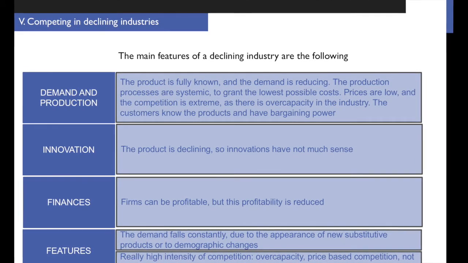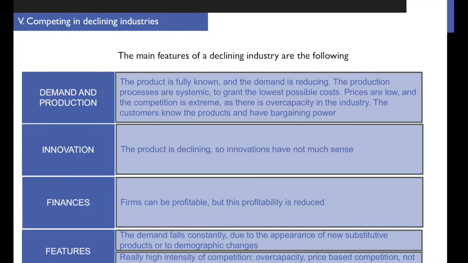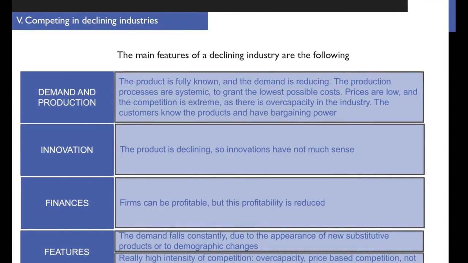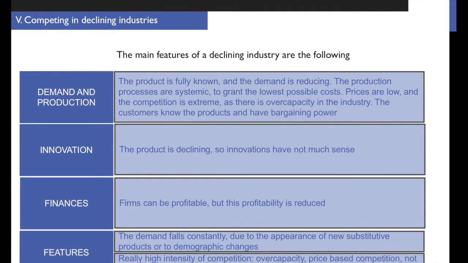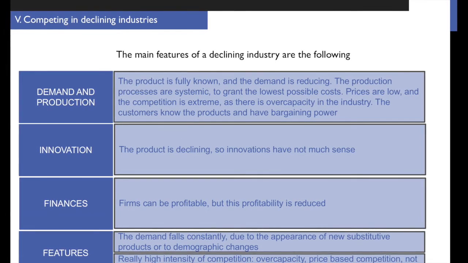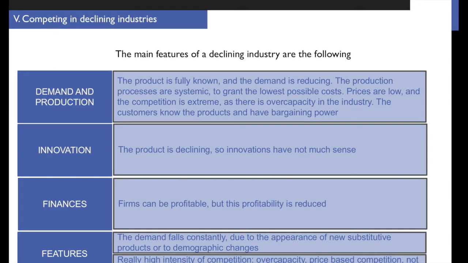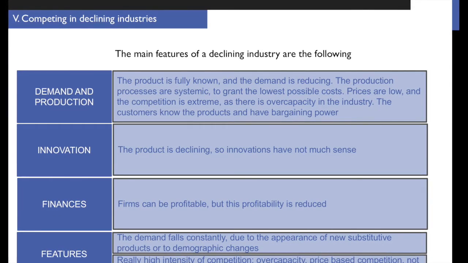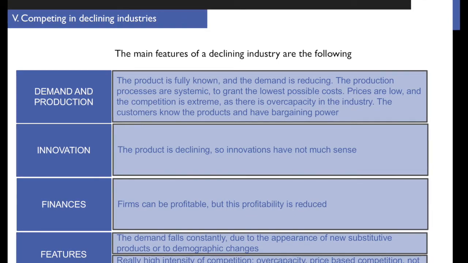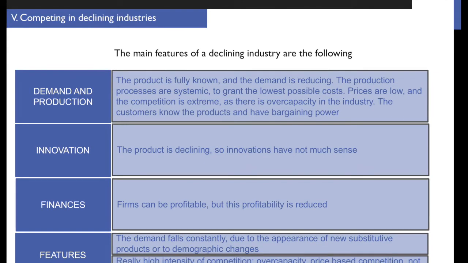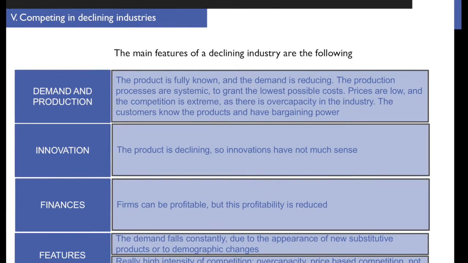Okay, which are the main features of decline? A constant fall in the demand. Maybe due to the appearance of a substitutive product or to demographic changes so that people don't like that products anymore. Well, if you have got a perfect substitutive product, forget about your industry. If there are not, maybe it's going to be a matter of time. So this industry can last for many years, okay?